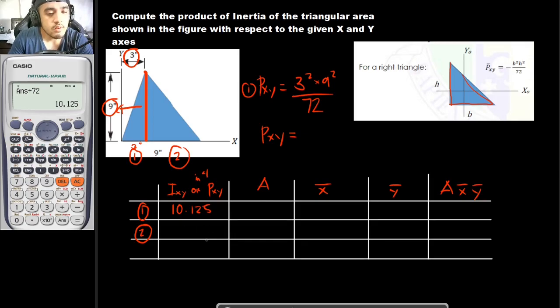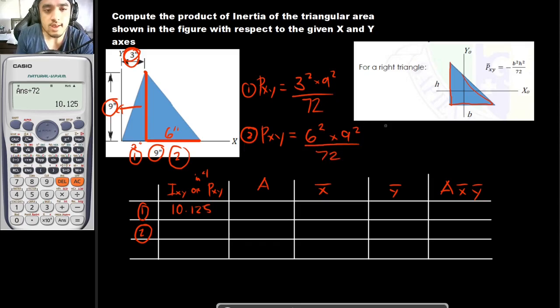Okay, and as for the second one, what would be the centroidal product of inertia of this section right here? If this is 3 inches, this dimension right here is 9 inches minus 3 inches, so this is 6 inches. So it would be this one right here. Our base would now be equal to 6 squared and our height is still 9 squared, divided by 72.